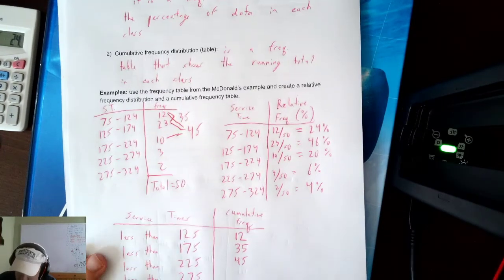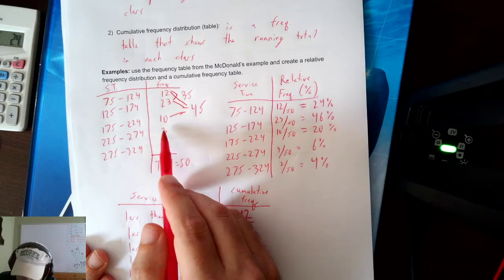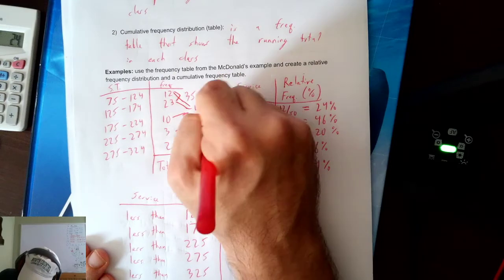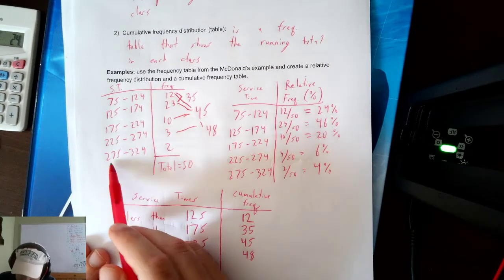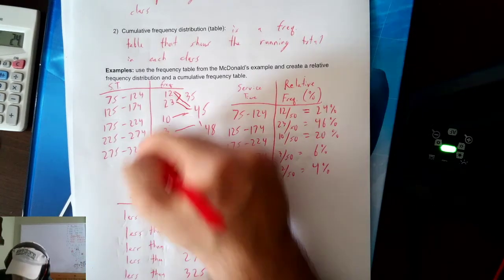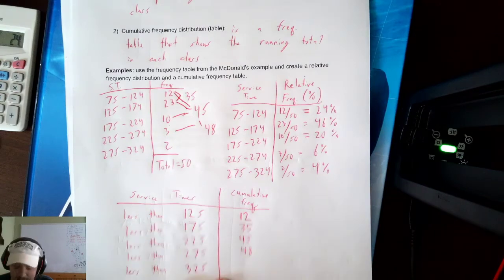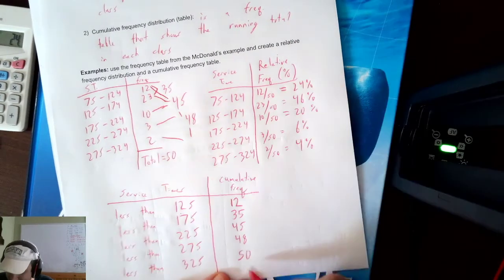Now, my fourth category, I need the ones less than 275. Well, that's only going to add this extra 3, so there'll be 48 numbers that are less than 275. Lastly, 325. Well, all of my numbers are less than 325, aren't they? So this better be 50. And if I check the running total, it is 50.